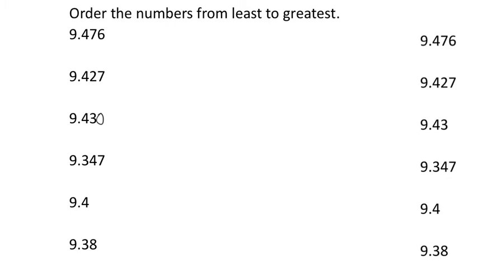And the reason why I'm doing this is so that I have 3 decimal places for all the numbers, like 9.427, it already has 3 decimal places. I don't need to fill in any zeros. But 9.43 only had 2 decimal place values, so I can show that third place value as a 0. Okay, 9.347, 3 decimal places. How about 9.4? Yeah, I'm going to put some zeros onto there so that I can see all 3 decimal places. Why is this important?